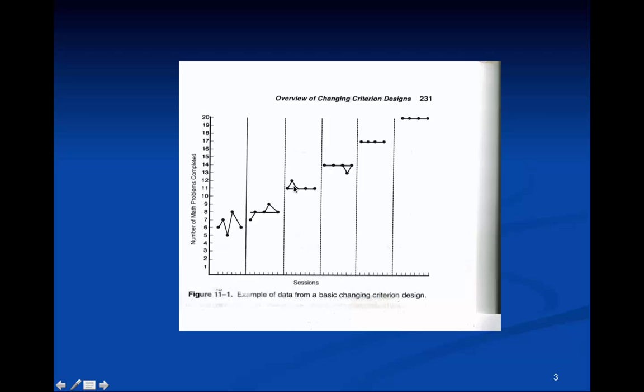Then we said, great, now he's got to do 11. Great, and he matched it. Now you got to do 14, and he matched it. Now you got to do 17, and he matched it. Now you got to do 20, and he matched it. This is how you're demonstrating control, because you're changing the criteria, changing criterion design. You're changing the criteria, and to the extent that the individual matches that change, you're demonstrating control.